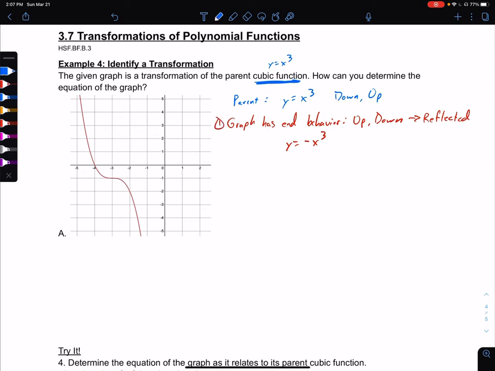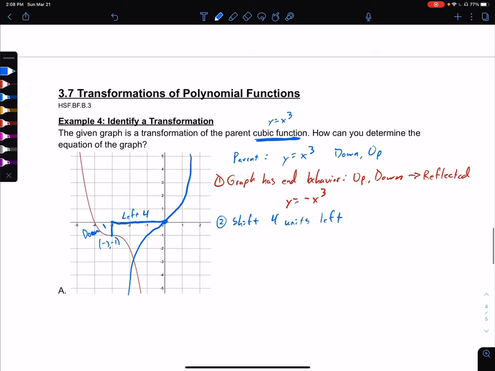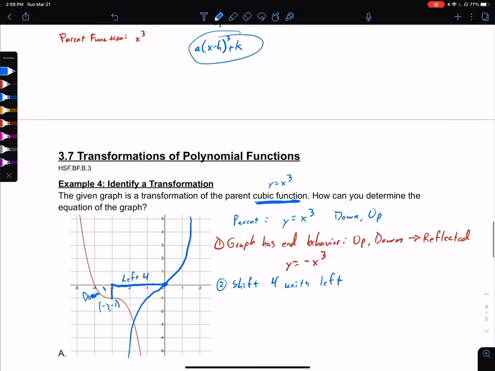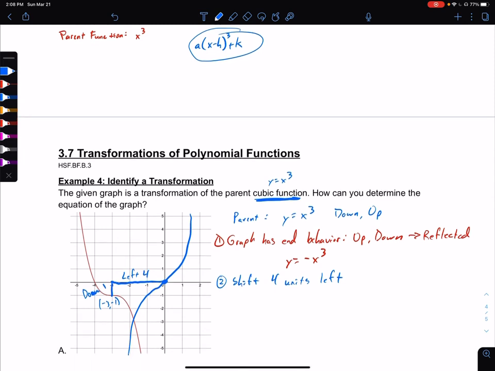Next, I want to ask myself the origin of that original function, right? Where did that origin go? Well, that origin looks like it went left 4 places and down 1. All right, so we have a shift. So we shifted to the point, that point is -3, -1. So let's look at the left 4. So the second point, we had a shift 4 units left. And we should remember that that affects our h value. So this term up here in parentheses.